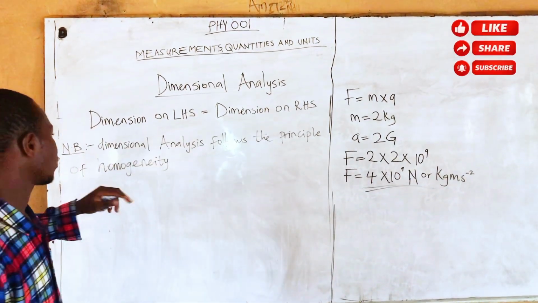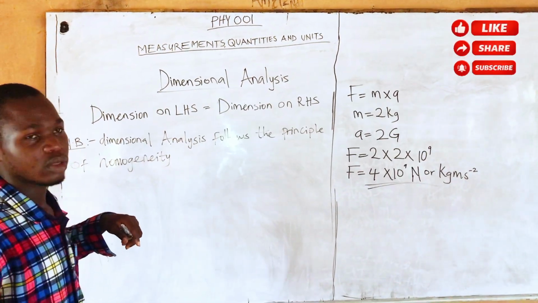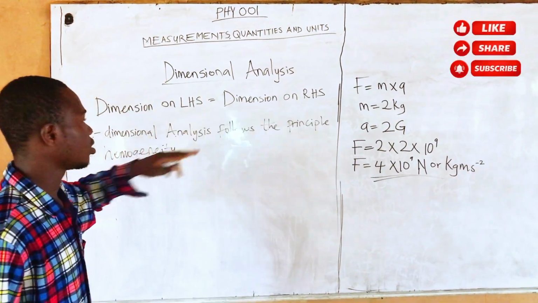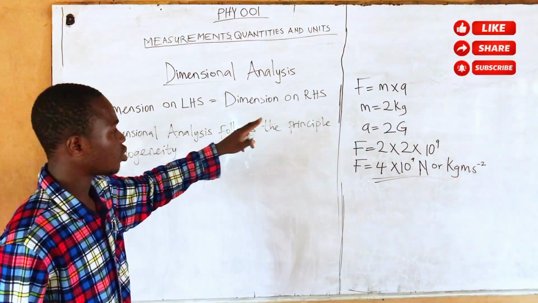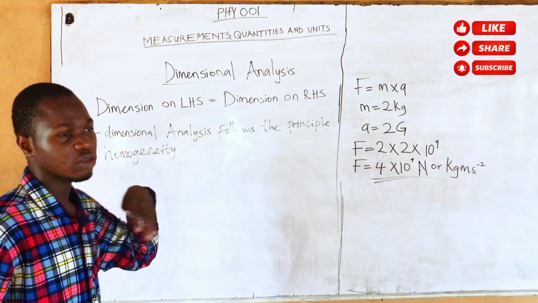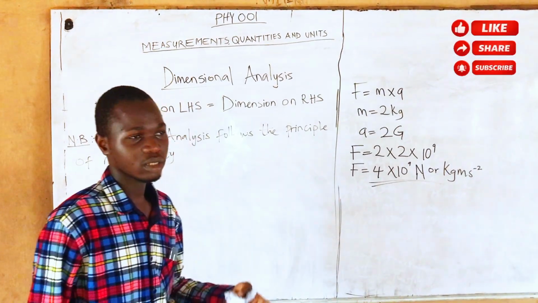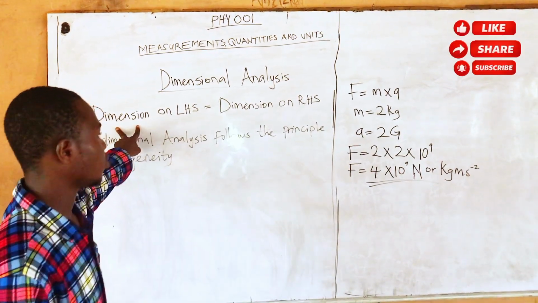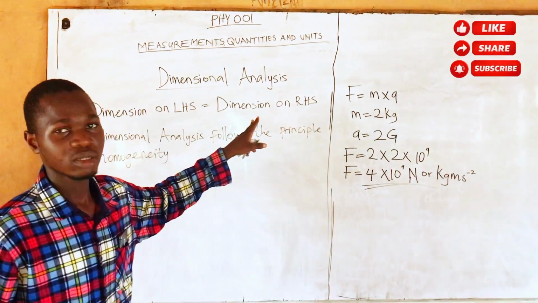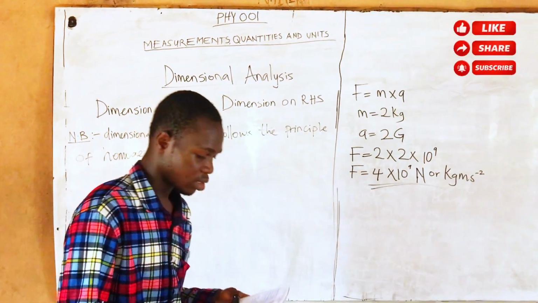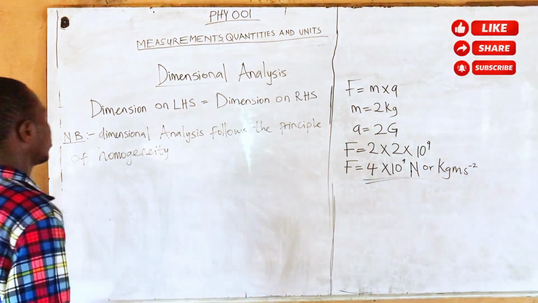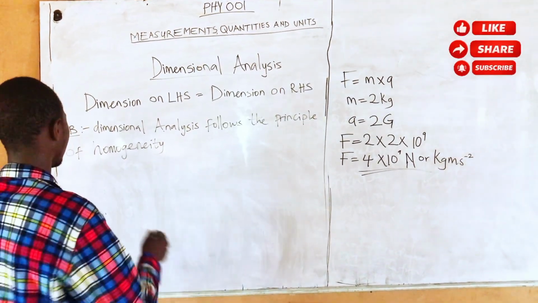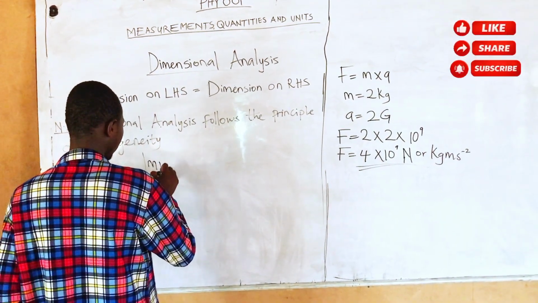So this dimensional analysis is based on what? The principle of what? Homogeneity. This principle of homogeneity states that the dimension on the left hand side must be equal to the dimension on the right hand side. That means if a particular equation is dimensionally correct, the left hand side must be the same as the right hand side. So let's talk about the importance of dimensional analysis and the limitations.